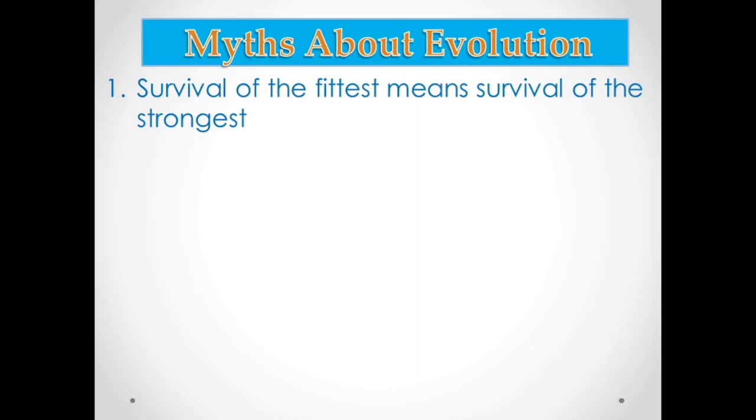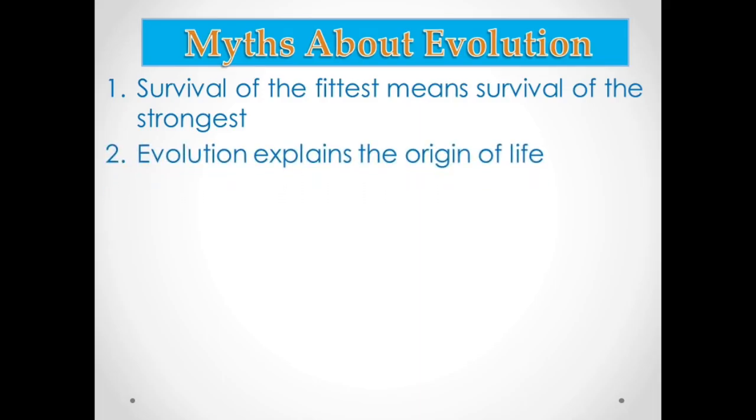Okay, so they are the ones that can produce a large number of offspring or descendants. So when we say survival of the fittest, that means leaving the most descendants rather than being physically strong. So that is the number one myth about evolution. Number two is that evolution explains the origin of life. It actually does not. However, it does explain how species have evolved after life came into being.